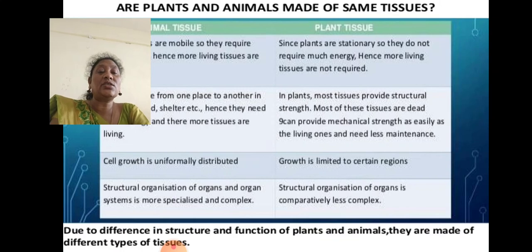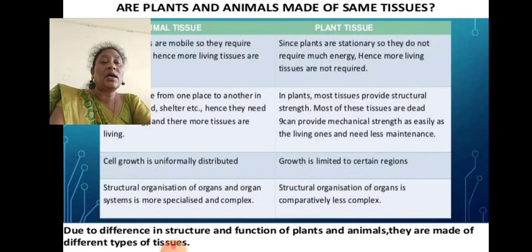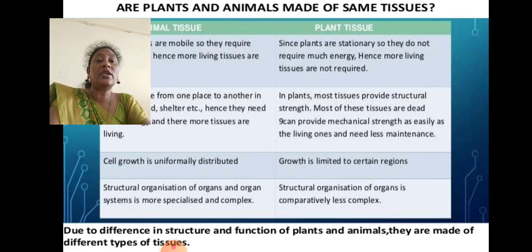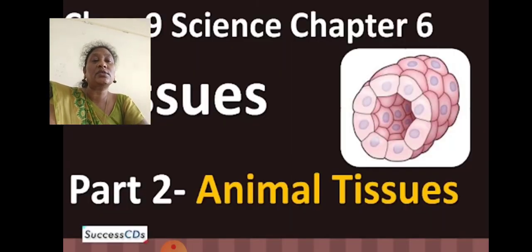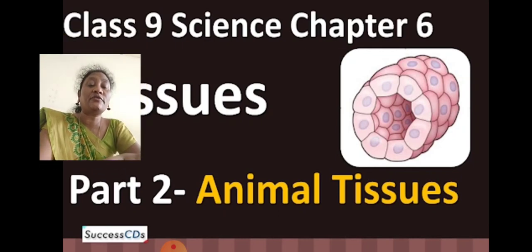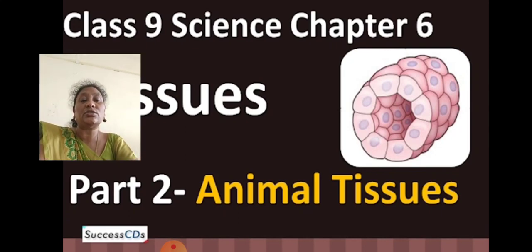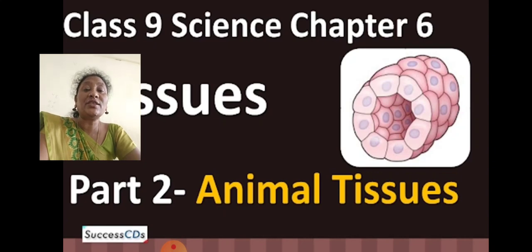Structural organization of organs and organ systems is more specialized and complex in animal tissues, and comparatively less complex in plant tissues. So by this we discussed all the different types of plant tissues. In the next session, let us discuss animal tissues. See you soon in the next session.